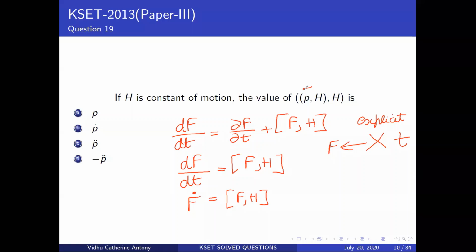Now what do you have here? You have a p and you have an H. So I can write this as a p dot, right? So now what do I have? I have a function which is a p dot, okay? So now if I take this and I apply the same thing over again, I end up getting a p double dot. So your answer is going to be option C.